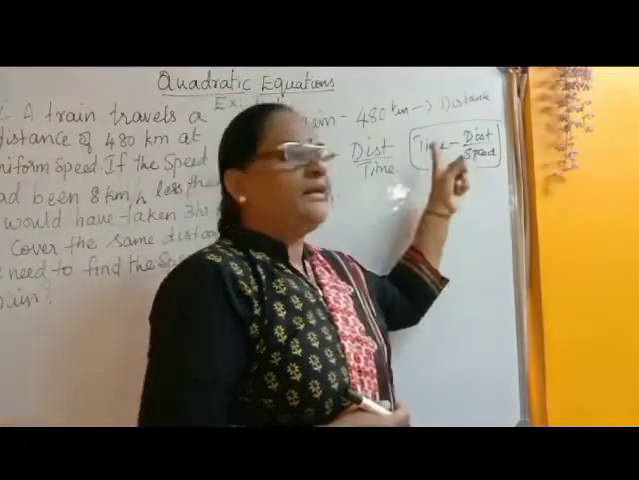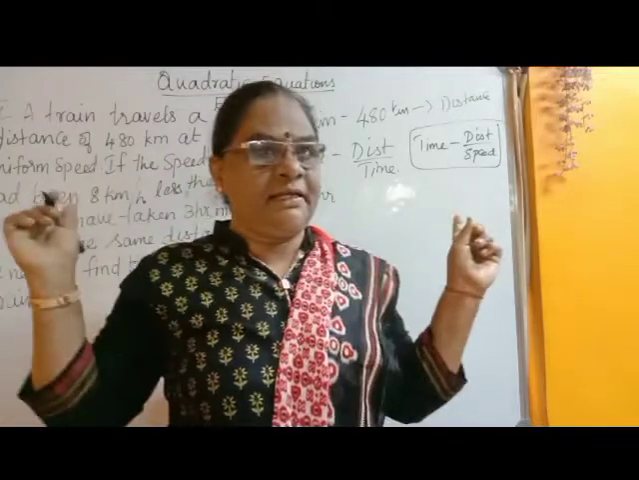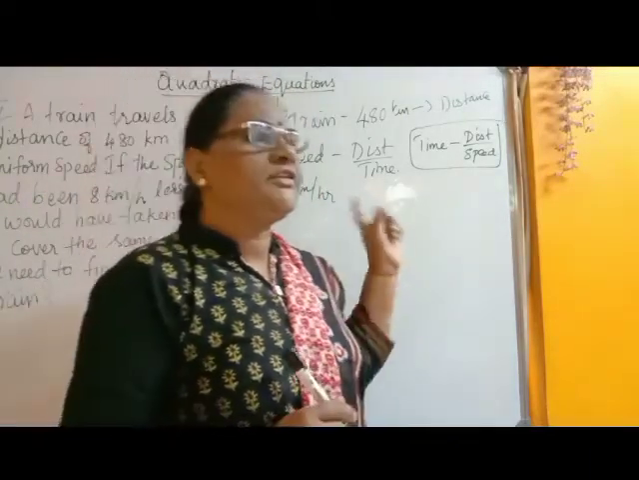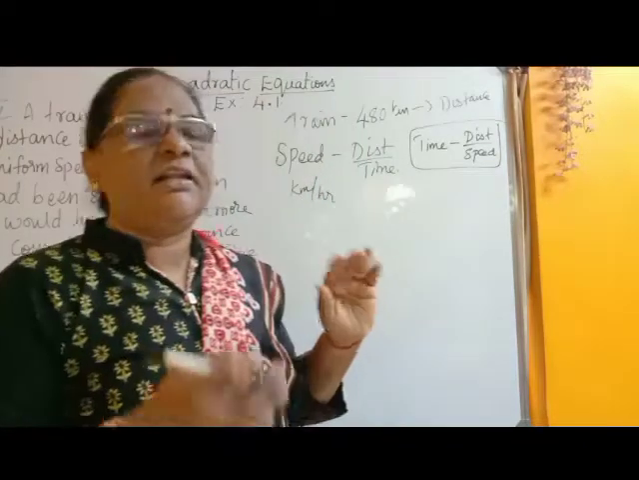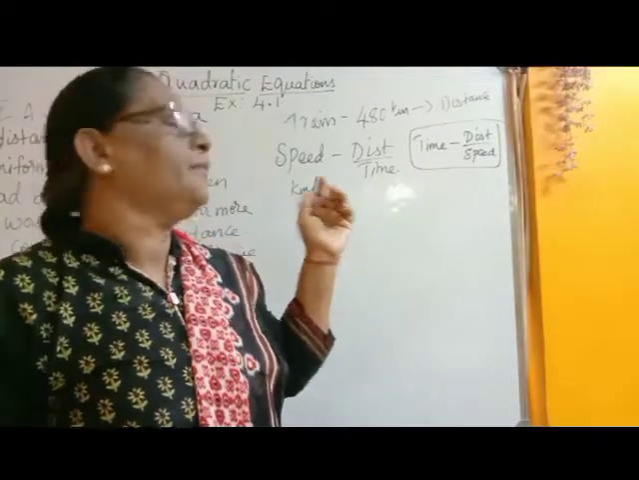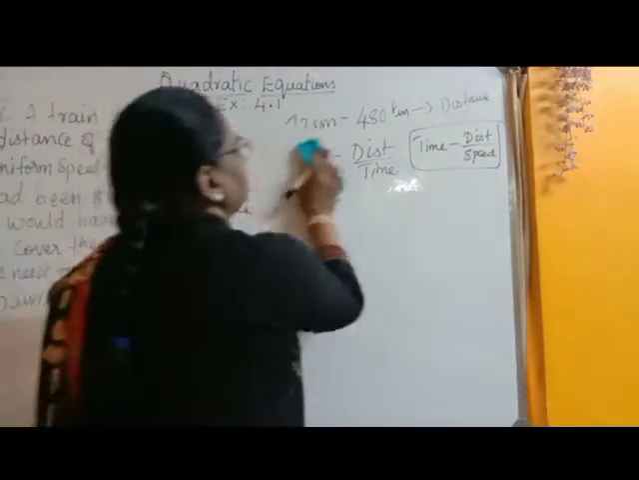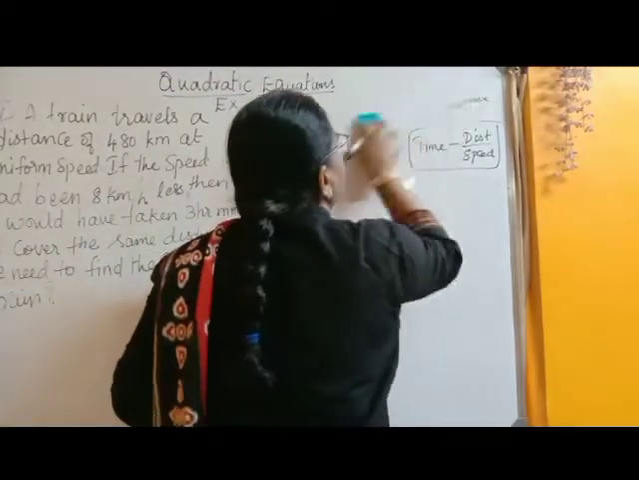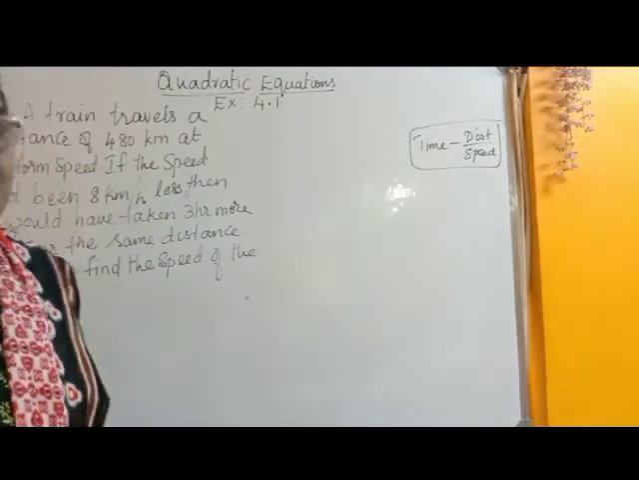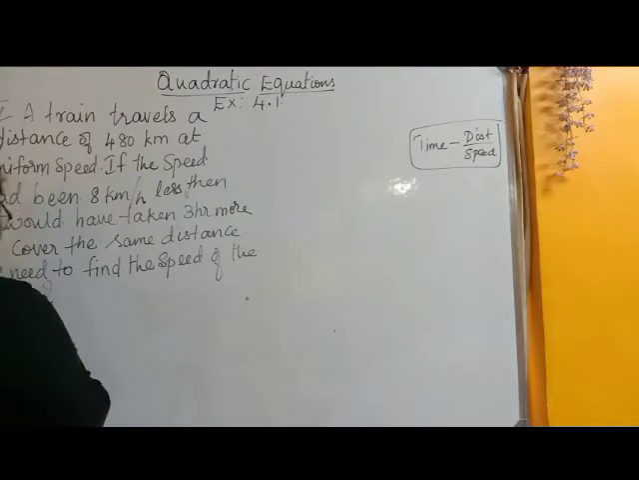So we will calculate the time for uniform speed and the time taken if the train travels 8 kilometers less. What will be the time taken? In both the cases we will find the time and then we will calculate exactly what is the time taken in both the cases. Here distance is given, 480 kilometers, is it not? So we don't know the speed of the train. Let us consider the solution.